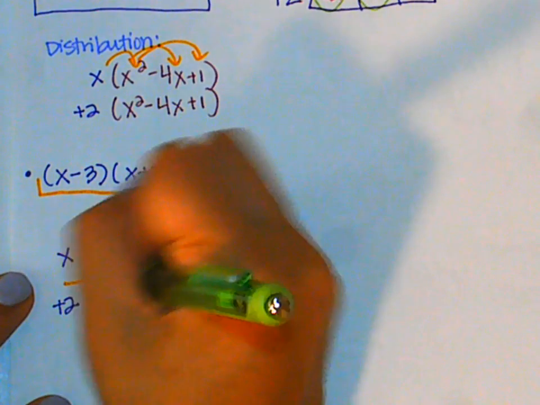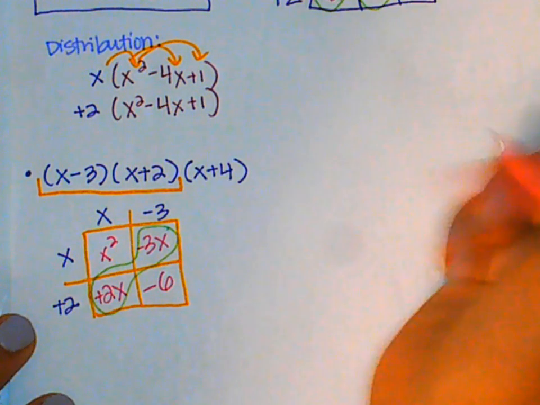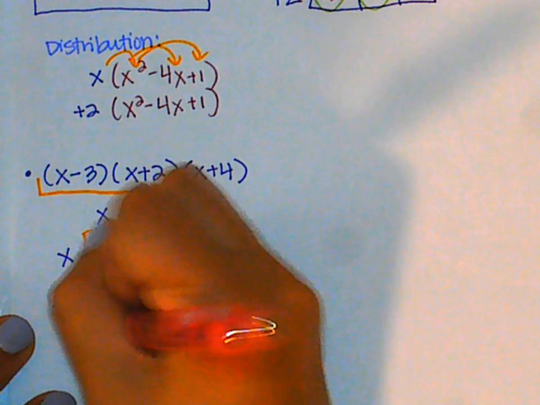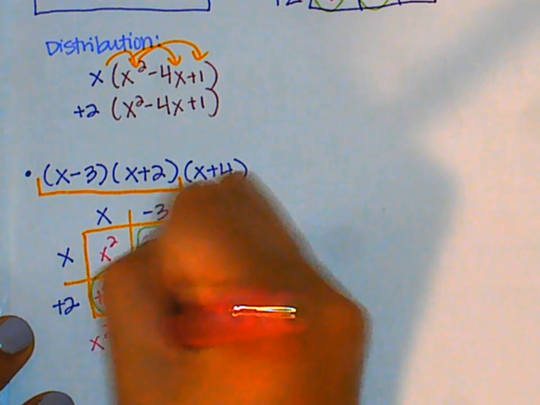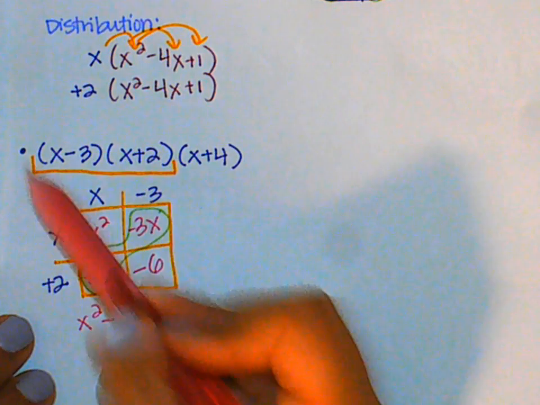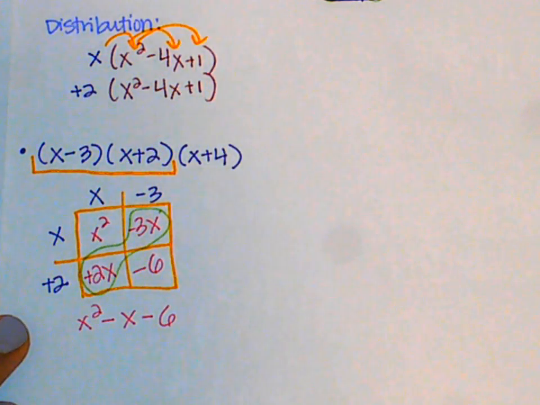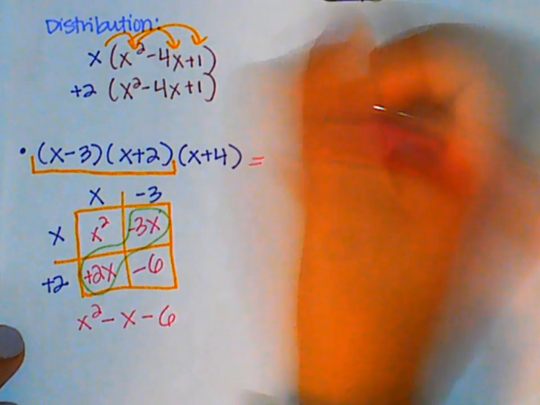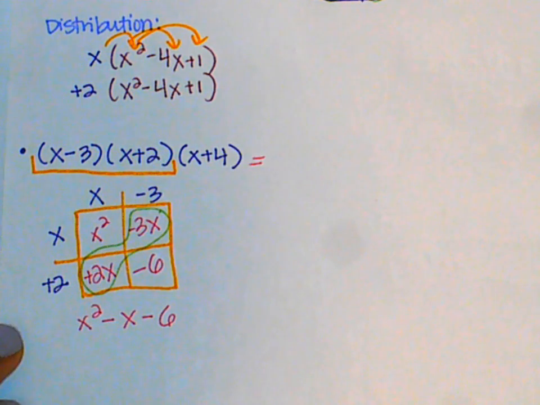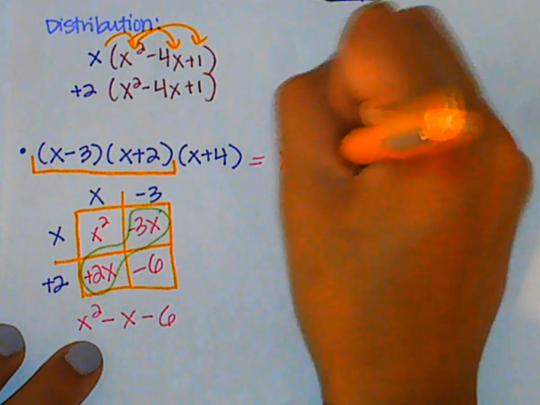So my peanut would give me x squared minus x minus 6, but that is just this yellow part here. I still have this other part that I need to multiply. So what I'm going to say is that instead of the yellow, I'm going to replace it with this, x squared minus x minus 6.